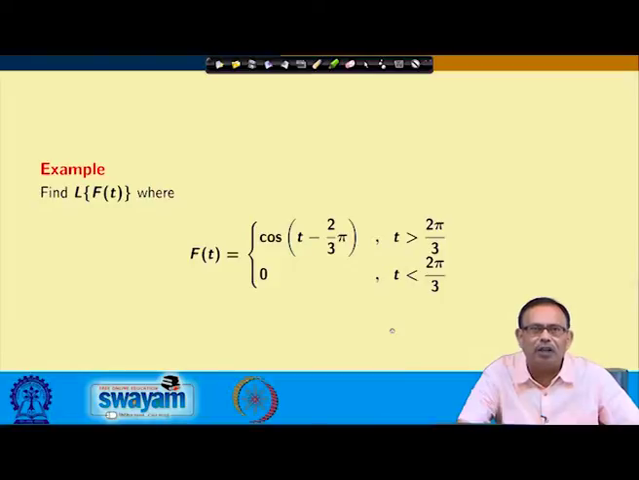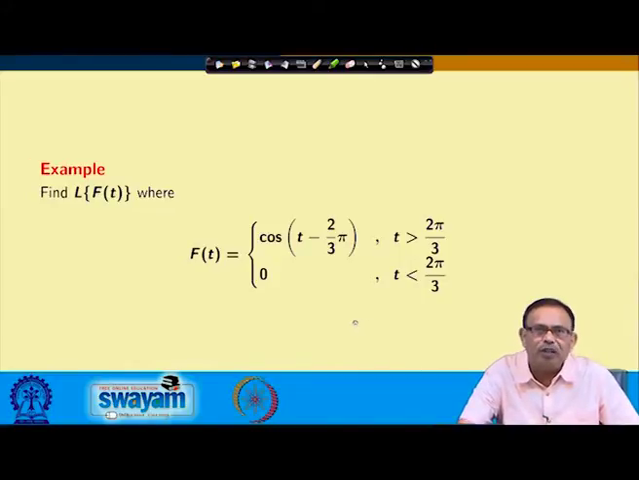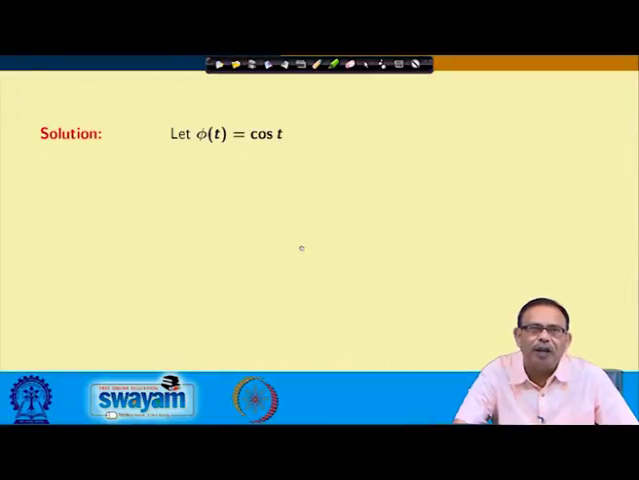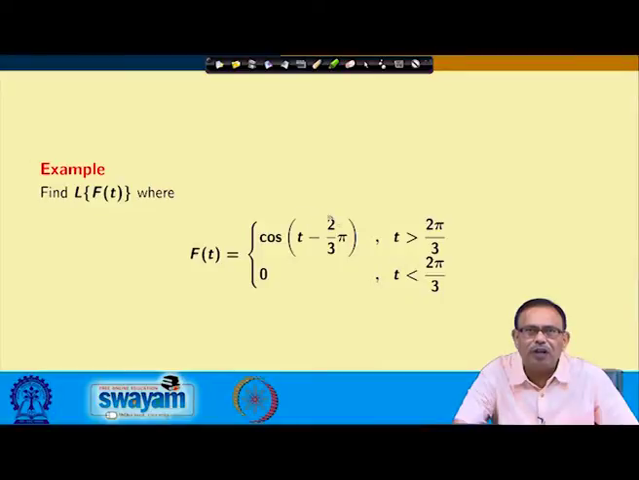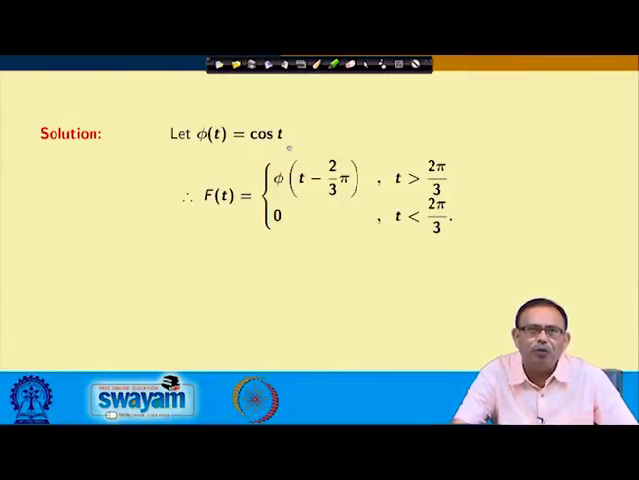Next, take the example f t equals cos of t minus 2 pi by 3 whenever t is greater than 2 pi by 3, and 0 when t is less than 2 pi by 3. Just like the earlier example, I have to take one function. The function here is cos of t minus 2 pi by 3. So I will take a function phi t equals cos t, whose Laplace transform is known to us, and f t equals phi of t minus 2 pi by 3, that is cos of t minus 2 pi by 3.